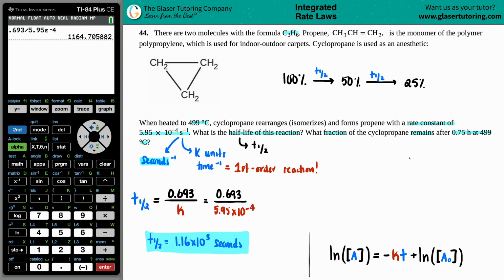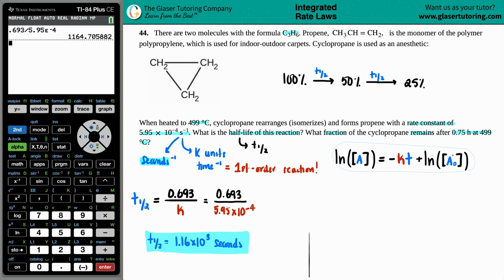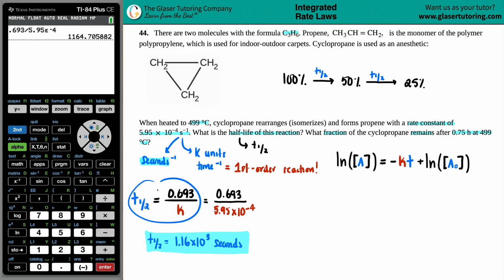When you're dealing with amounts, you're now coming into the realm of the other equation. For these integrated rate laws, you will have one half-life equation for every order, 0, first, and second, and then you'll have one integrated rate law that talks about initial concentrations and final concentrations, or initial amounts and final amounts. Now in this case, they want us to know what fraction remains. That's the remaining amount.